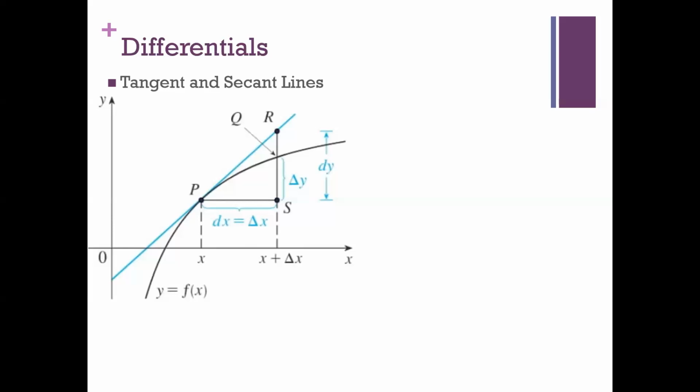Now these two things for x are the same, but for y they're different. Delta y is what the actual change in the function is. And dy, how am I calculating the dy here? Between points R and S.